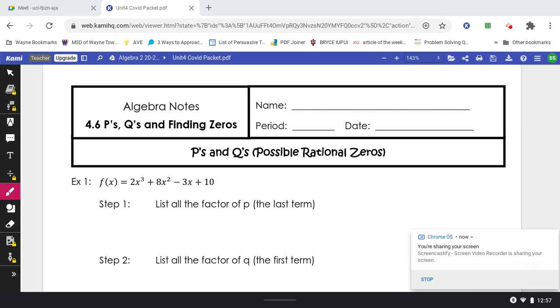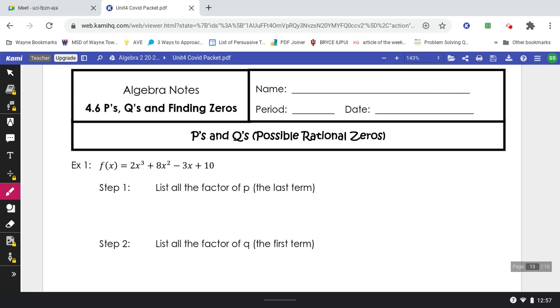These are the 4.6 notes for Algebra 2. We're going to start with talking about P's and Q's, which are the possible rational zeros. Remember, zeros is just another word for answers. So we're just going to create a list of possible answers.